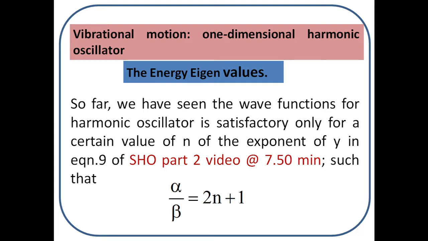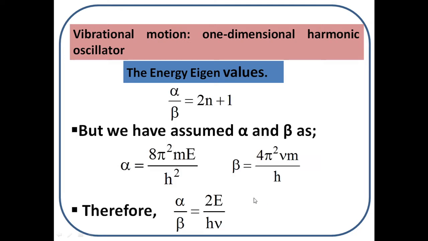We have already seen that the wave function for the harmonic oscillator is satisfactory only for certain values of n, the exponent of the y in equation 9 that we discussed in the part 2 video. And there we have seen that alpha by beta is equal to 2n plus 1. We have already defined alpha as 8 pi squared m e by h squared and beta as 4 pi squared nu m by h. Therefore, alpha by beta comes out to be 2E by h nu.